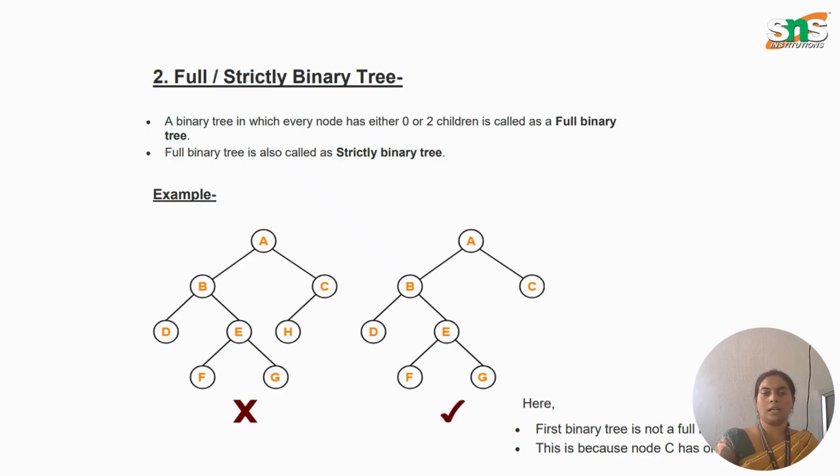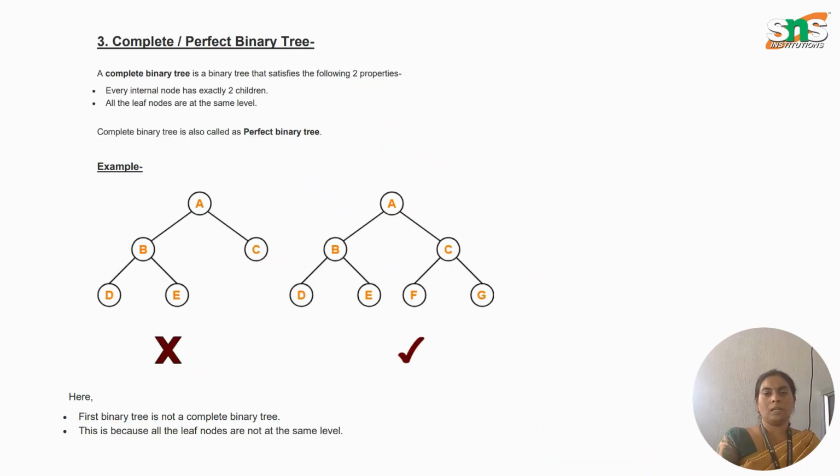C cannot bear H alone. Unless C has both left and right children, we cannot move on with E. Before completing C, we should not switch to the next node of the binary tree. So this is the error that is present in the left binary tree.